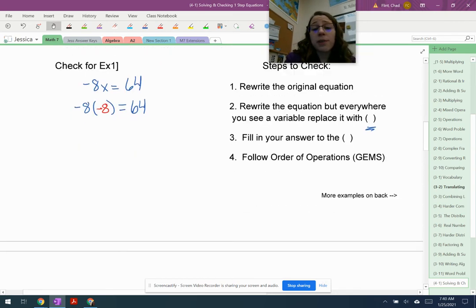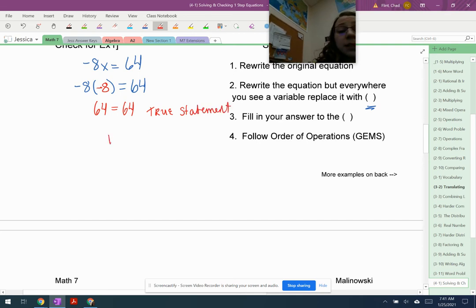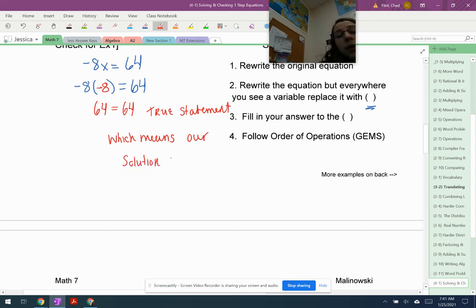And step 4 says follow order of operations. All right, so negative 8 times negative 8 is a positive 64, which is equal to 64. And notice this is a true statement, which means our answer, or our solution, big words make us sound smart, our solution of x = negative 8 is correct.